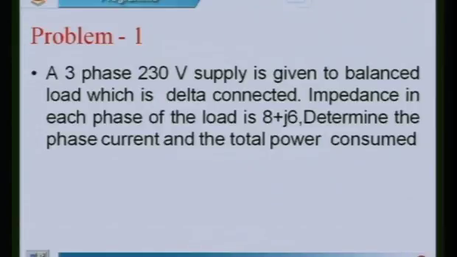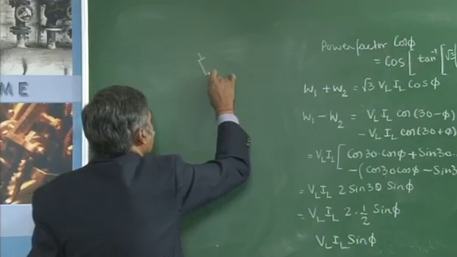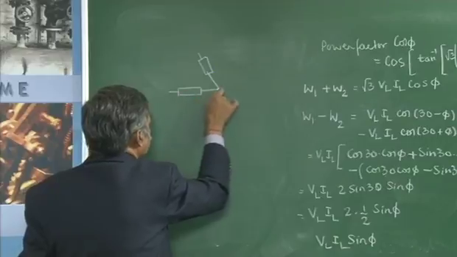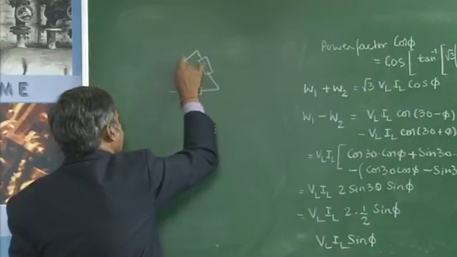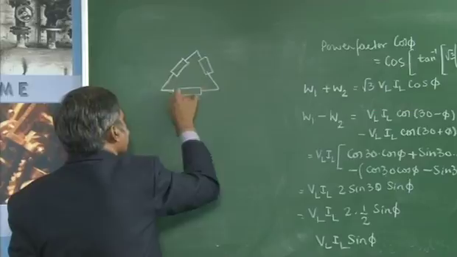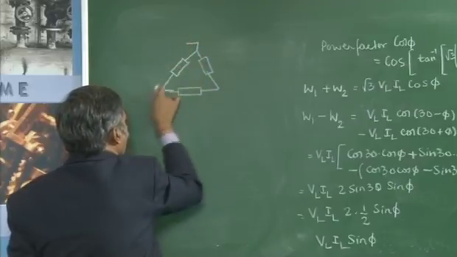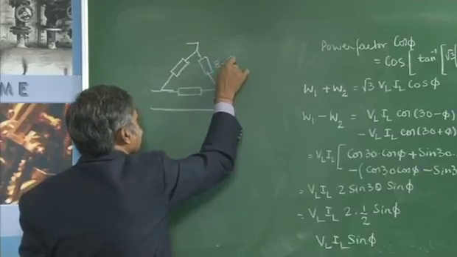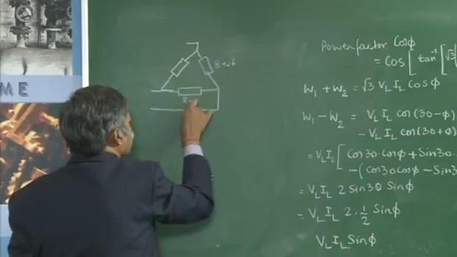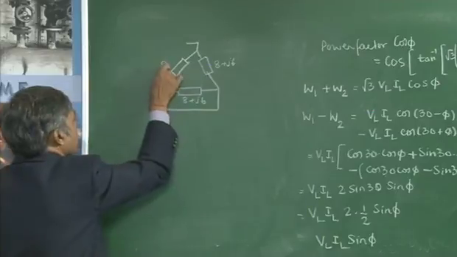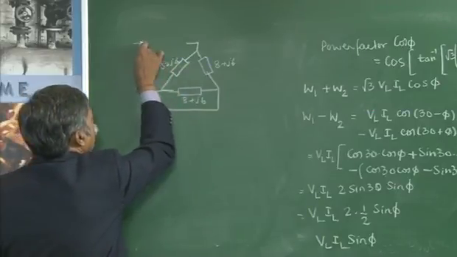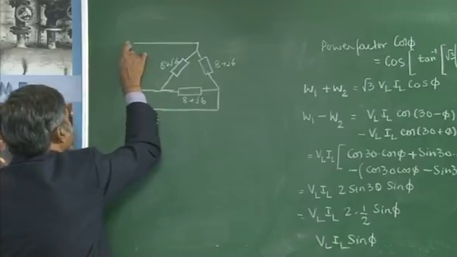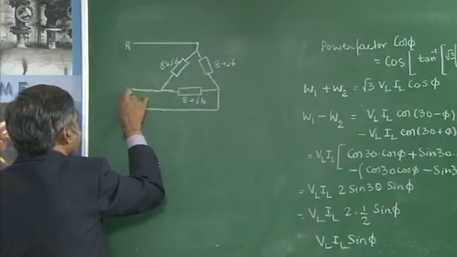So when you take a delta connected load, we have it like this. This is my delta connection. All three impedances are equal as per the statement. So this is 8 plus j6, this is also 8 plus j6, and this is also 8 plus j6. I get only 3 lines for a delta connection. Let me take these as R, Y and B.